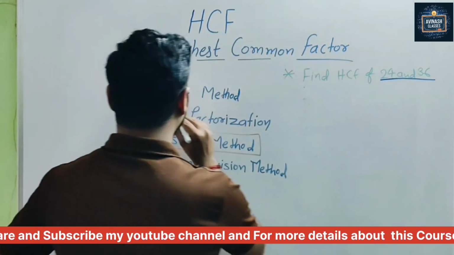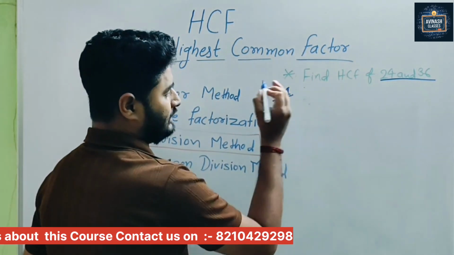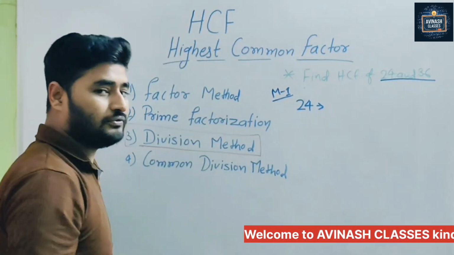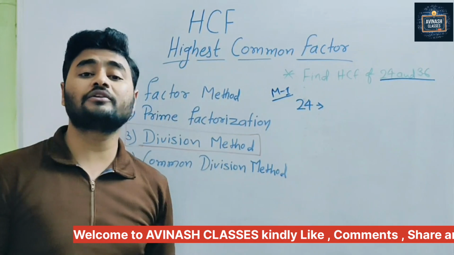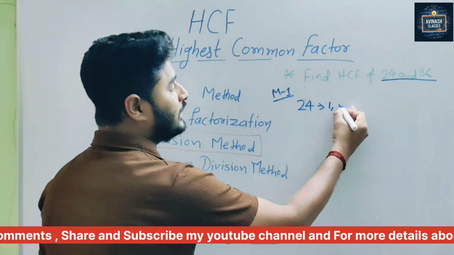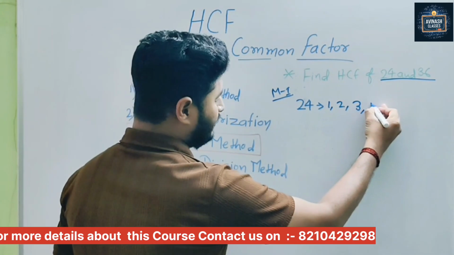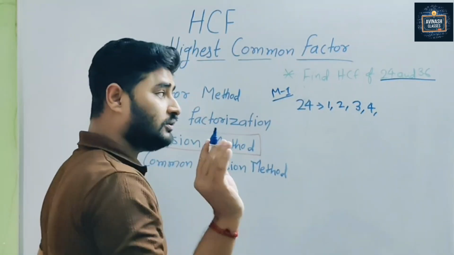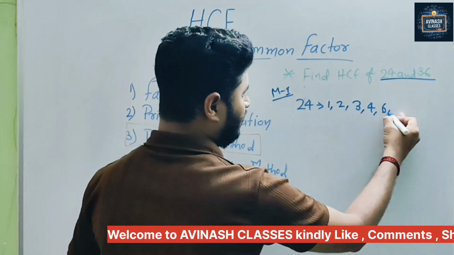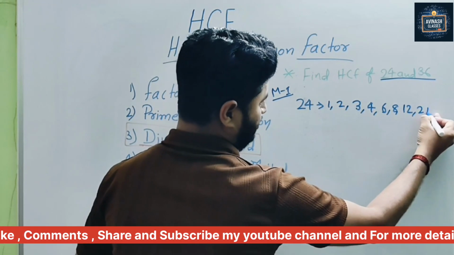Now first we go with the factor method. So method 1, that is called the factor method. So here we write 24 and we write all factors of 24. It means in which tables 24 is coming. So first it comes in the 1 table, so here we write 1. Now it goes in the 2 table, so we write 2. Now 3, now 4. The 5 table, no. Now the 6 table, yes. 7 table, no. 8, 9, 10, no. 12 and 24.